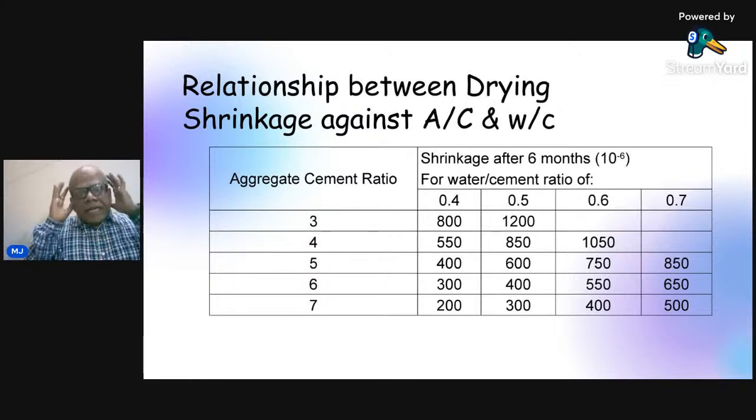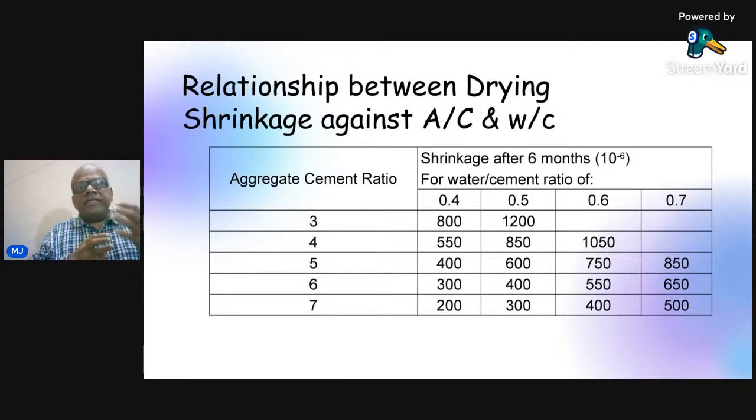So around aggregate, practically, how much are we going to get? Between 4 to 5 aggregate-cement ratio. Now look for 0.4. The figure is 550 to 400. So let's say 500 into 10 raised to minus 6. 500 into 10 raised to minus 6 is your shrinkage. What is the unit for this? You can call it in percent. If you want to call it in percent, you have to multiply by 100, and then you will get typical values of 0.05% to 0.5%. So that is the range.